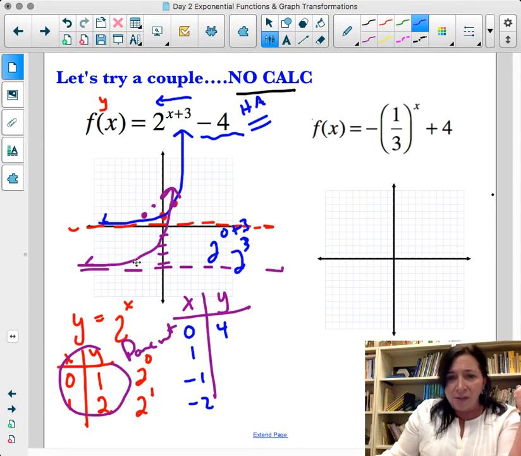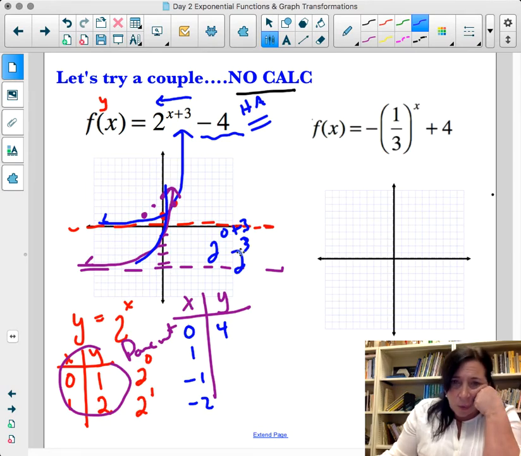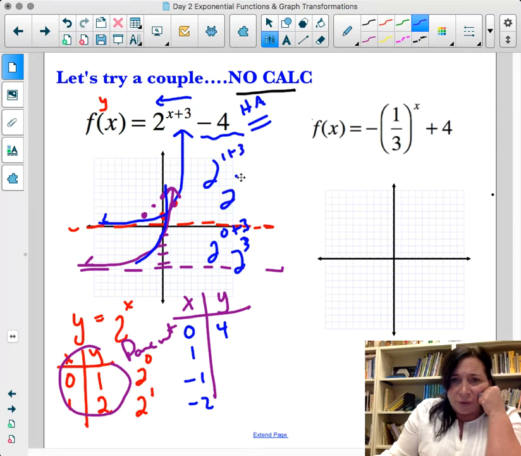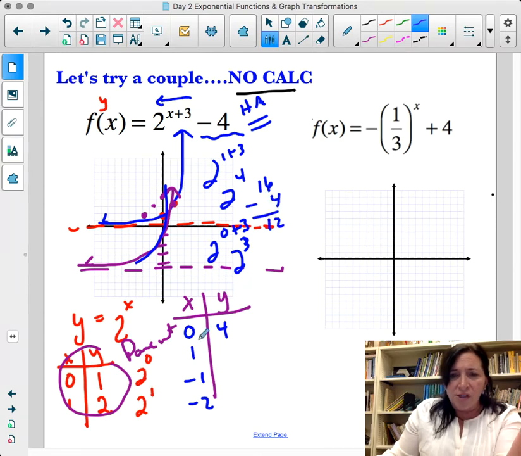So actually, this graph is coming up pretty high, and so my graph is a little bit off from that. Plugging in 1, I would get 2 to the 1 plus 3. Well, that's 2 to the fourth power, which is 16. 16 minus 4 is 12. So at 1, I'm actually way up here at 12, okay?